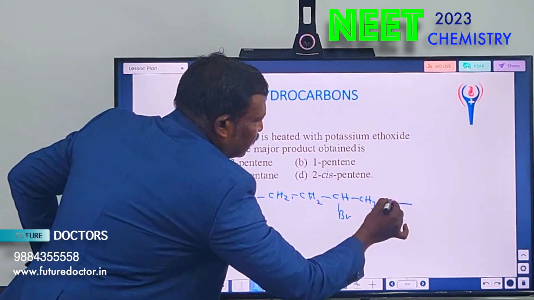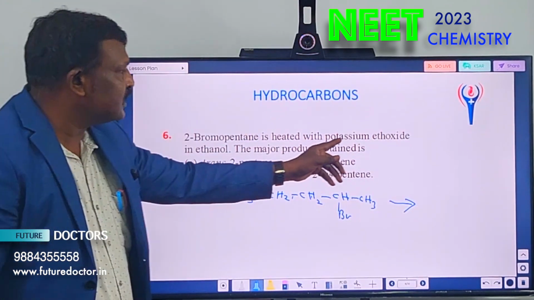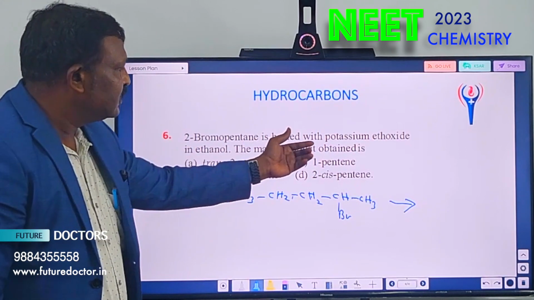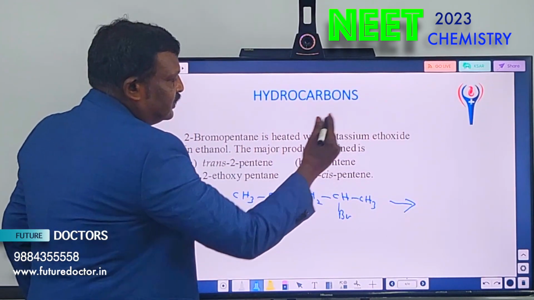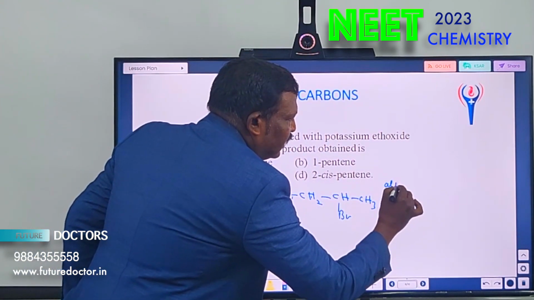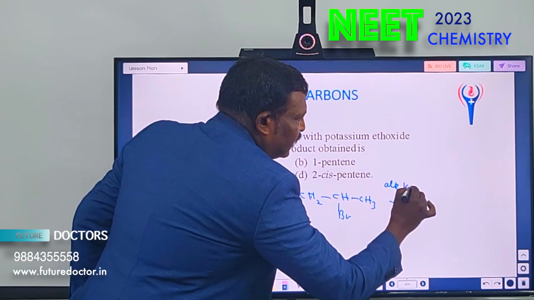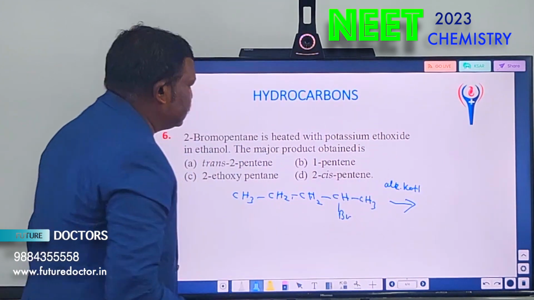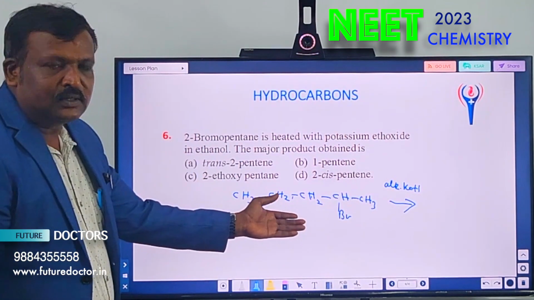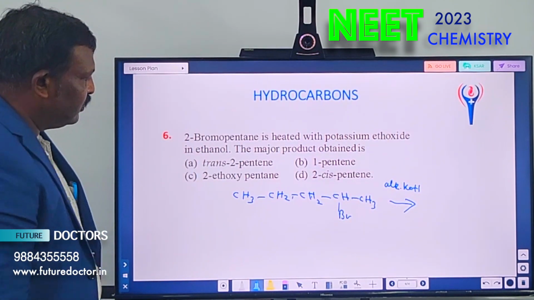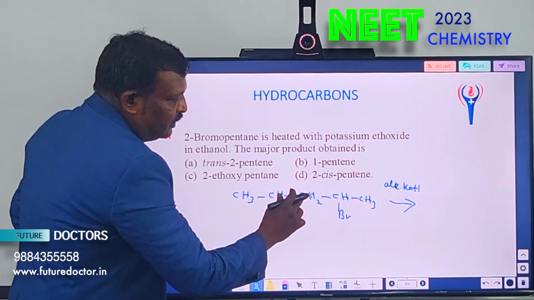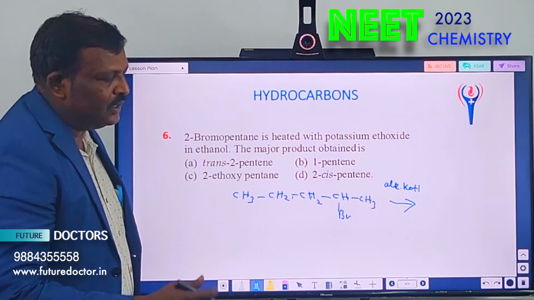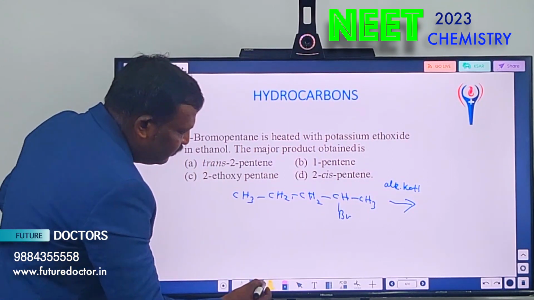Then potassium ethoxide in ethanol is nothing but alcoholic KOH, that reaction. Always you study only alcoholic KOH, but they are asking in a different way. Sodium ethoxide in ethanol. So it is nothing but the Zaitsev rule. Follow the Zaitsev rule. Here, from the alpha carbon, Br is removed, and from the beta carbon, H is removed. Dehydrohalogenation is taking place.